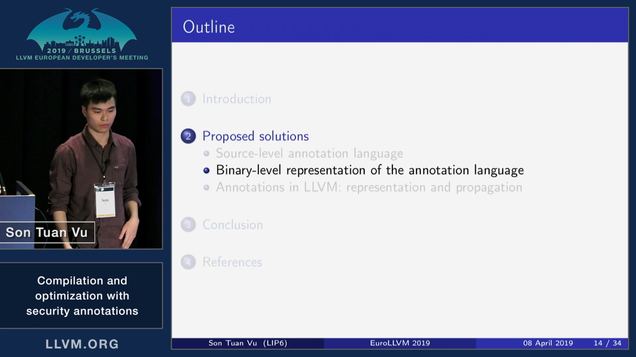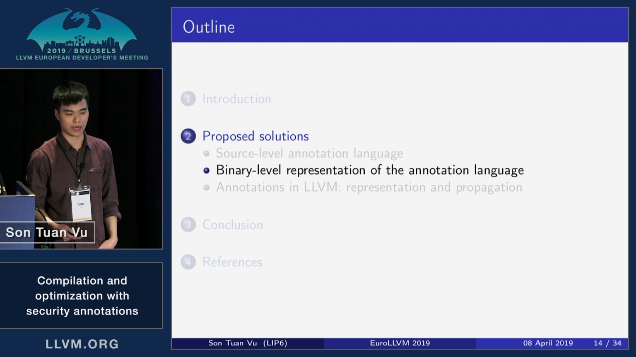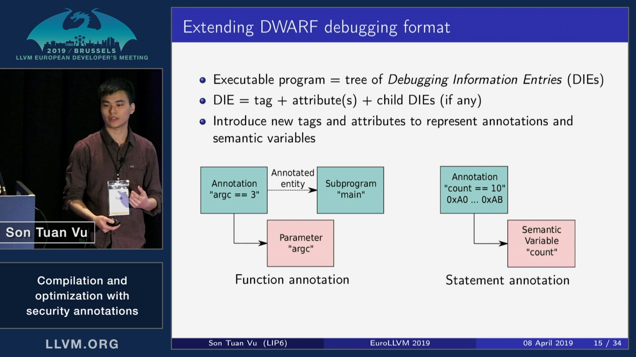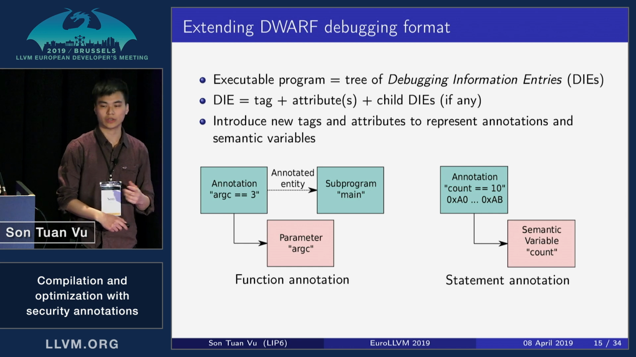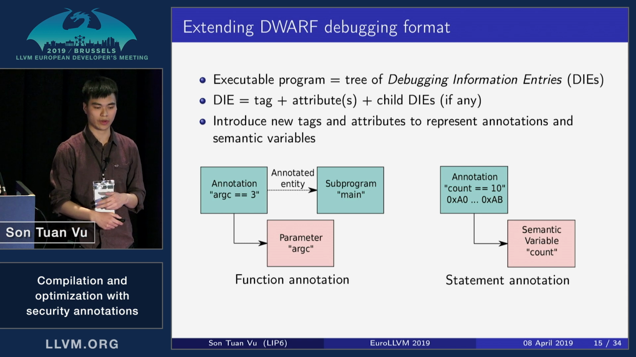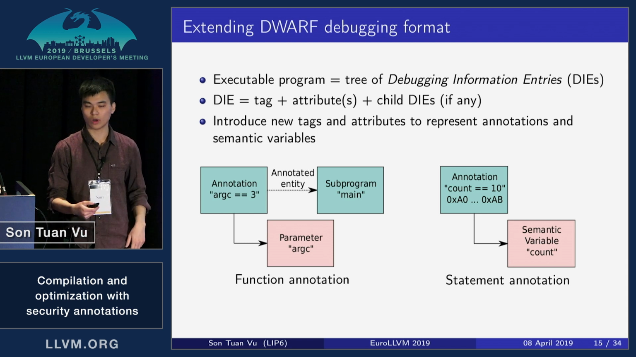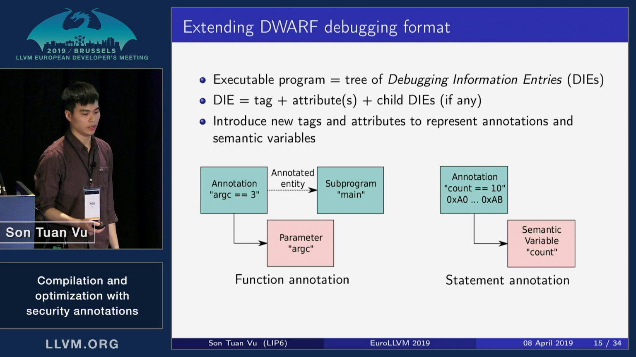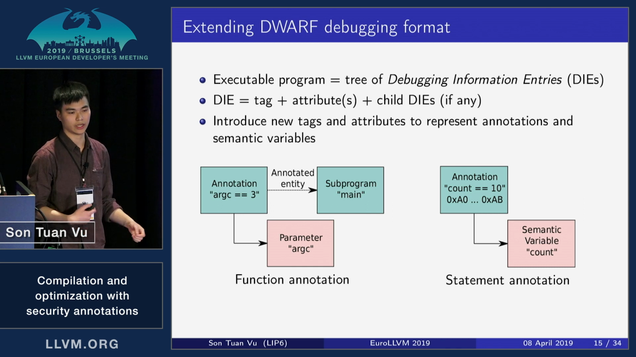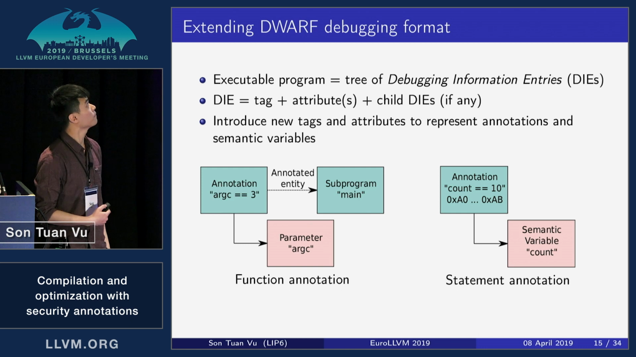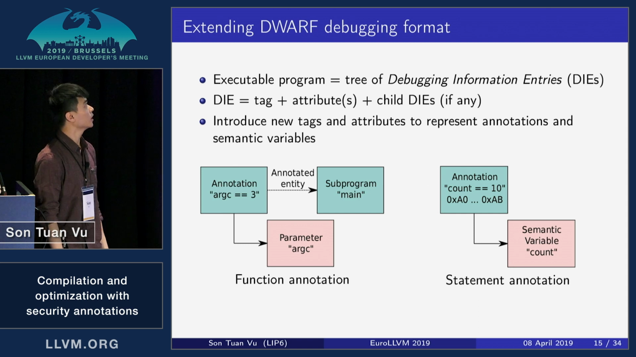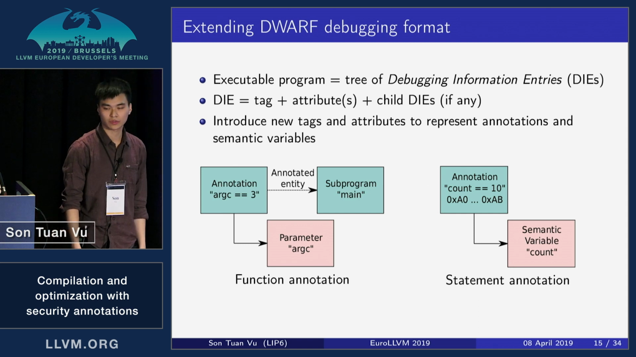So now we're going to see how we represent it at the binary level. We all know that the debugging information defines the representation of different entities of the source program in the binary level. So we're going to extend the DWARF debugging format to represent annotations. DWARF represents an executable program using a tree of debugging information entries, or DIEs. A DIE has a tag, some attributes, and potentially children. And we introduce new tags and attributes to represent annotations and semantic variables for it.